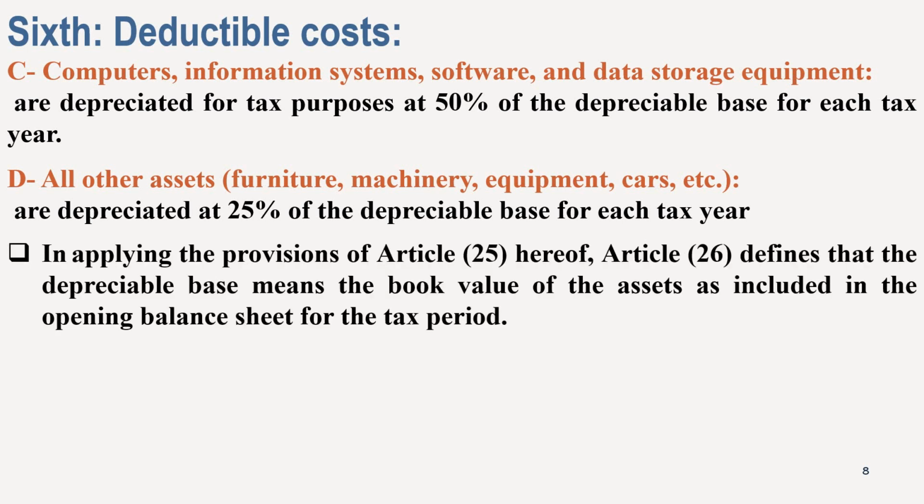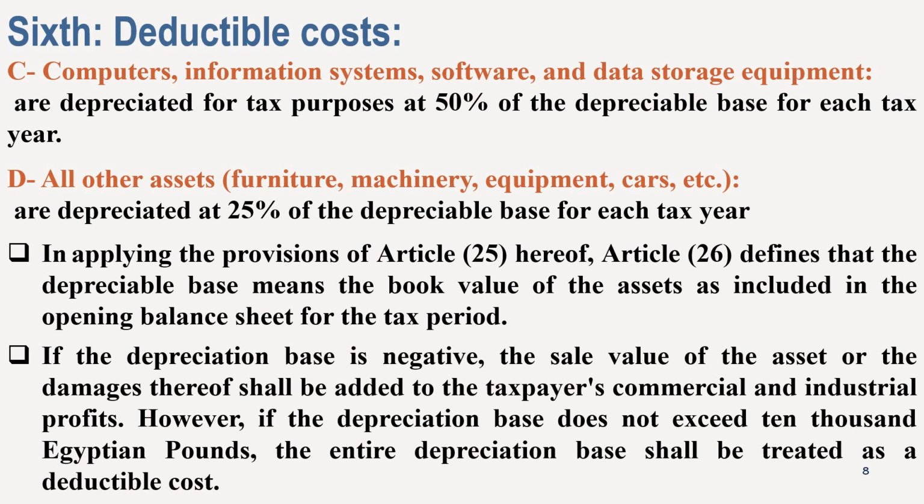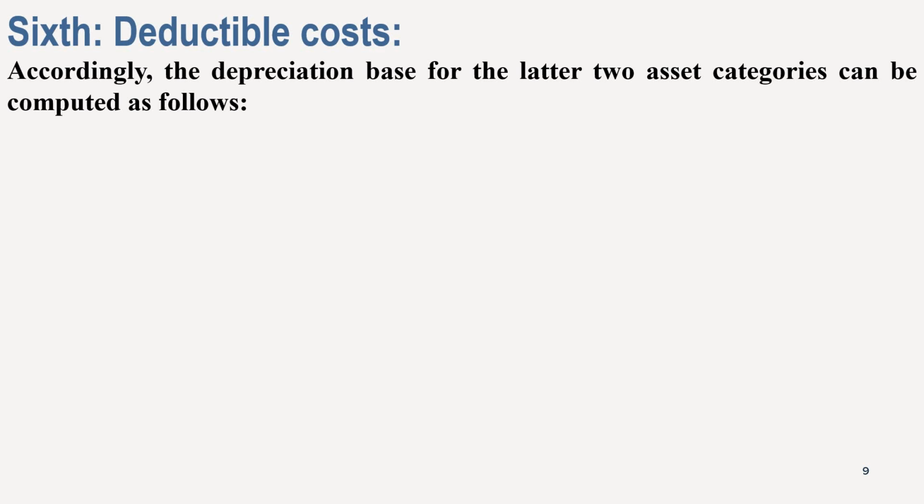In applying the provision of Article 25, Article 26 defines the depreciable base as the book value of the assets as included in the opening balance sheet for the tax period. If the depreciation base is negative, the sale value of the assets or the damages shall be added to the taxpayer's commercial and industrial profits. However, if the depreciation base doesn't exceed 10,000 Egyptian pounds, the entire depreciation base shall be treated as deductible costs. Accordingly, the depreciation base for the latter two asset categories can be computed as follows.